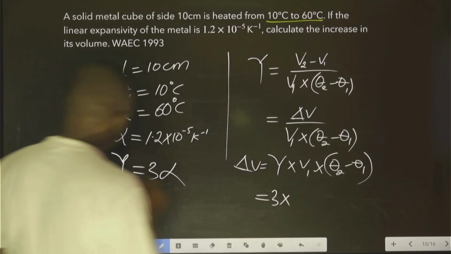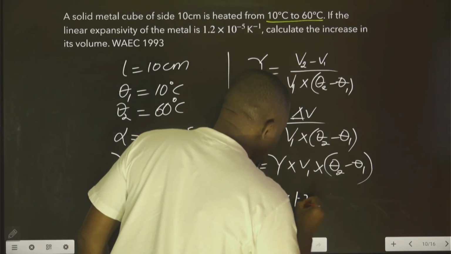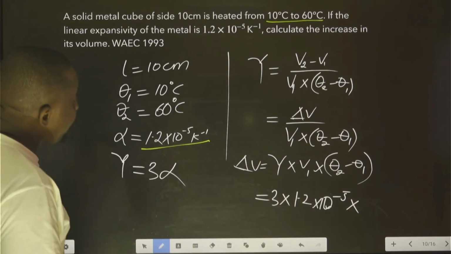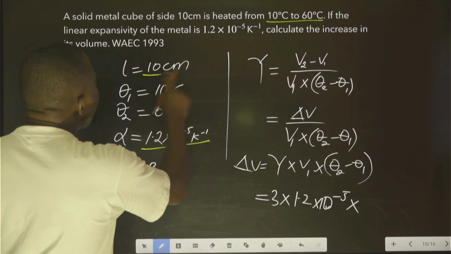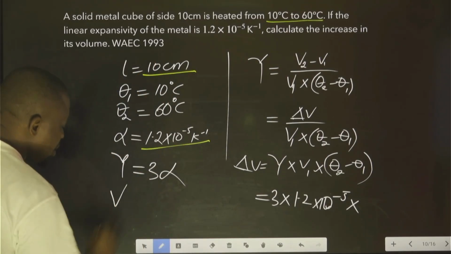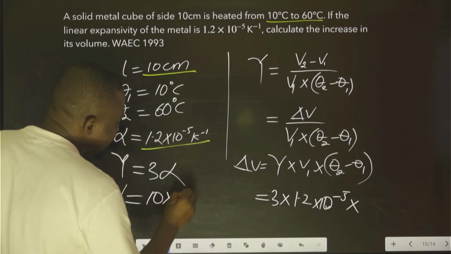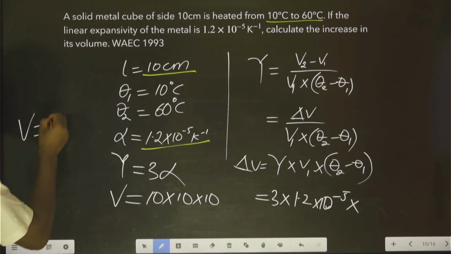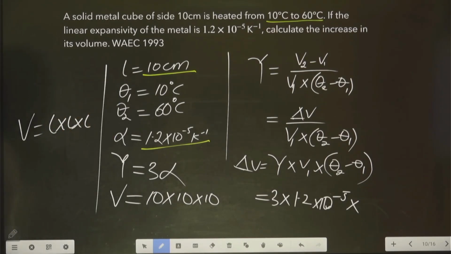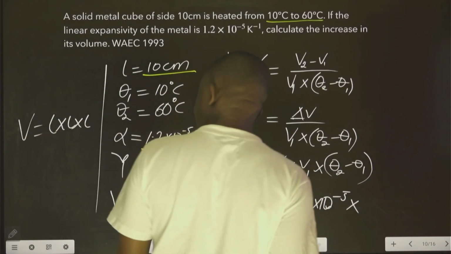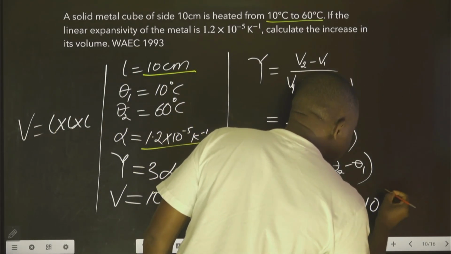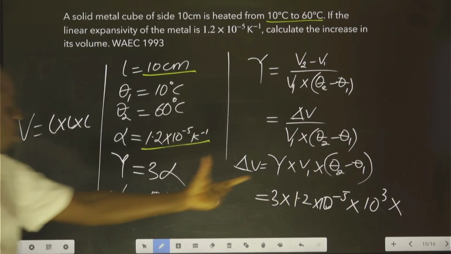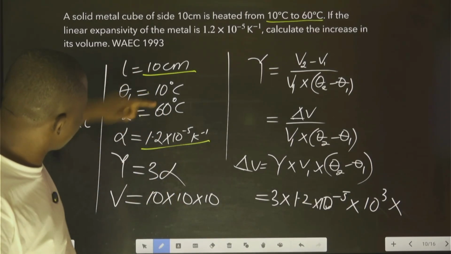So we say 3 times this, which is 1.2 times 10 raised to the power minus 5 times the volume, the original volume. We don't know the original volume because we are only given the length. So the original volume is 10 times 10 times 10. Why? Because volume is equal to this. That is length times length times length for cube. So therefore, we're going to say 10 raised to the power 3 from here to get V, multiply by change in temperature, this minus this, which is 50.